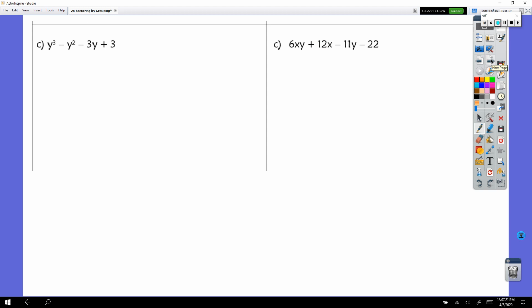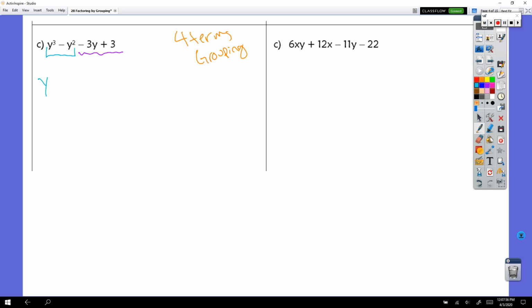Alright, for part C, we've got 4 terms, so that's going to help me to know what to do. 4 terms means I'm going to try grouping, and I'm going to have to divide up my problem into 2 sections. Our first section will be the y cubed minus y squared, and our second section will be the negative 3y plus 3.